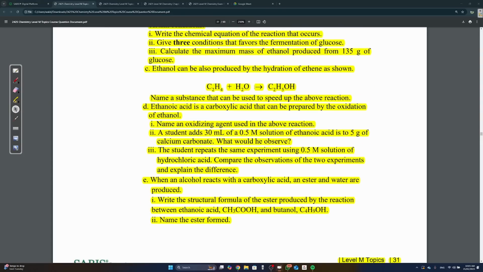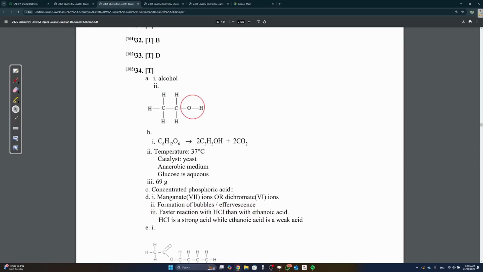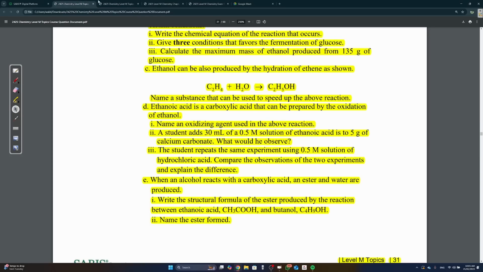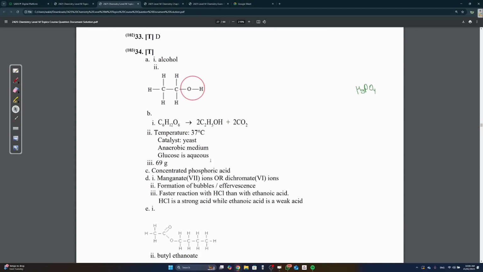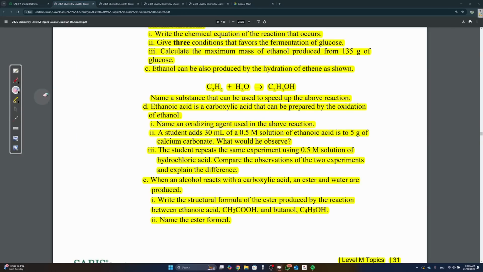Ethanol can also be produced by the hydration of ethene, as shown. Name a substance that can be used to speed up the above reaction. Hydration of ethene, I think it was H2SO4. Oh no, it's phosphoric acid. But H2SO4 works. But remember, I told you the one they always look for in hydration is H3PO4. Okay? It's H3PO4 at 500 degrees, or I forgot how much. But they asked for the substance only. How much was it? Let's take a look.